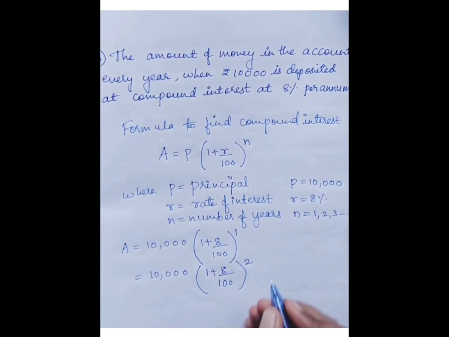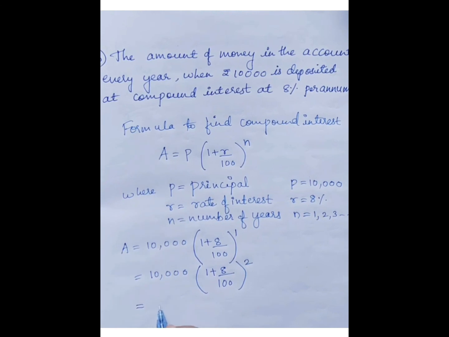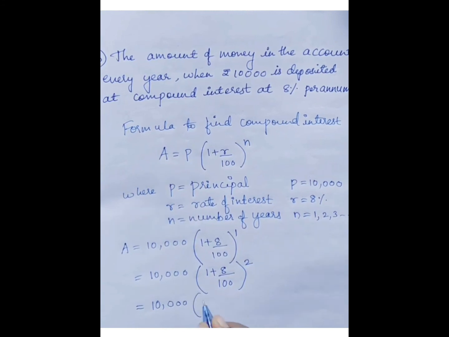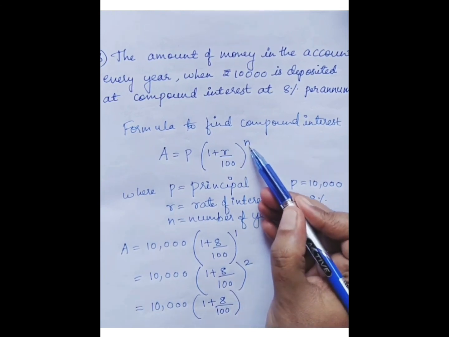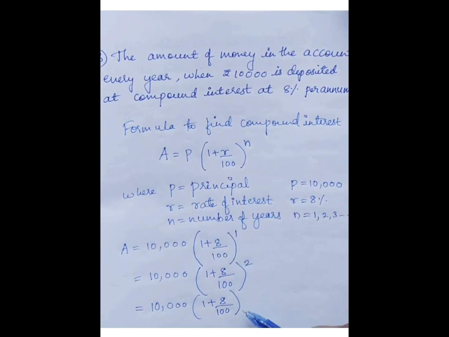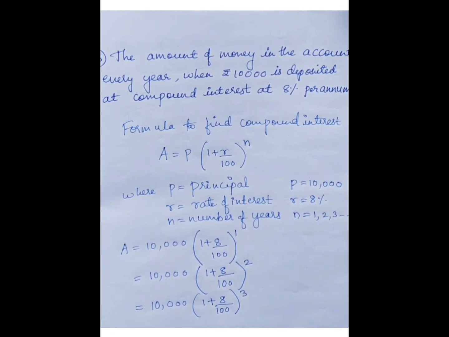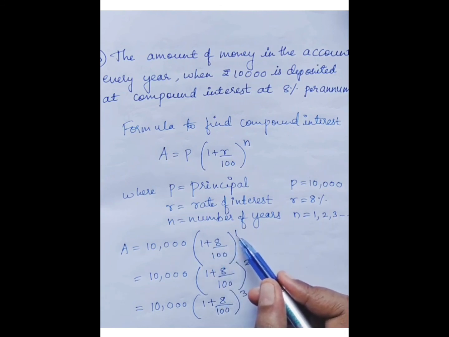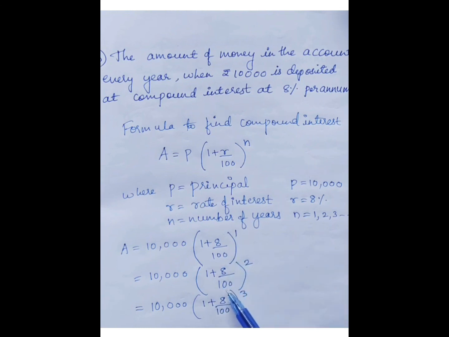Next is the third year. The principal amount will be the same, that is P is 10,000, 1 as it is plus the rate of interest 8 by 100. Now instead of N, which you substituted for the first year and second year, it will be for the third year. Similarly, you can find it for the fourth year and fifth year, as many years as you want. Now if you observe the solution, it is 1 plus 8 by 100 raised to 1, 1 plus 8 by 100 raised to 2, 1 plus 8 by 100 raised to 3.